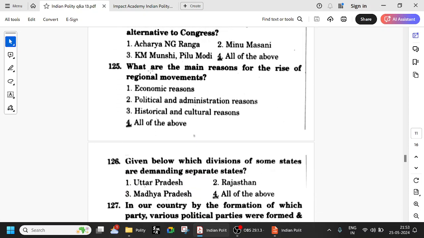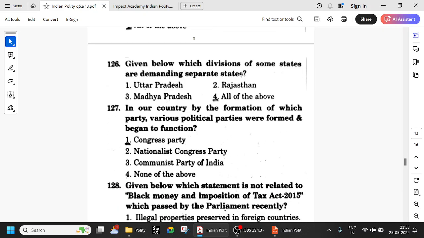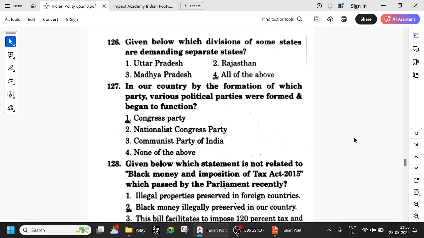So what are the main reasons for the rise of regional movements? Economic reasons, political and administrative reasons, historical and cultural reasons. So all the above. Given below, which divisions of some states are demanding separate states? Madhya Pradesh, Uttar Pradesh, I think already done, right? Rajasthan, Madhya Pradesh, all of the above are demanding separate states. Nagaland is there, Gujarat, Maharashtra, everywhere. Saurashtra, Vidarbha. Andhra, Telangana already done.